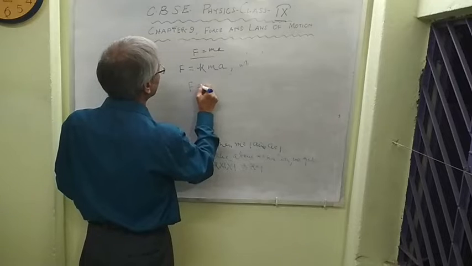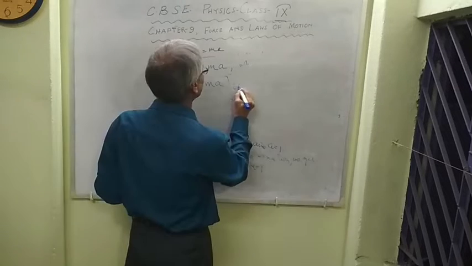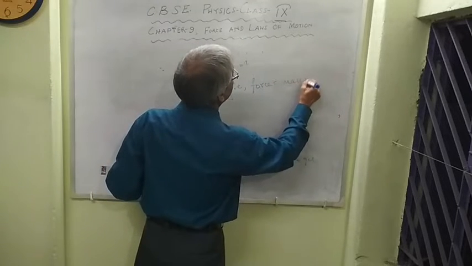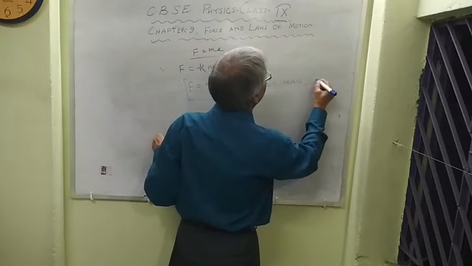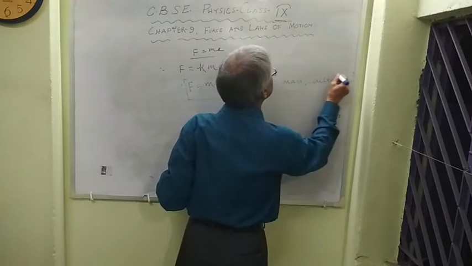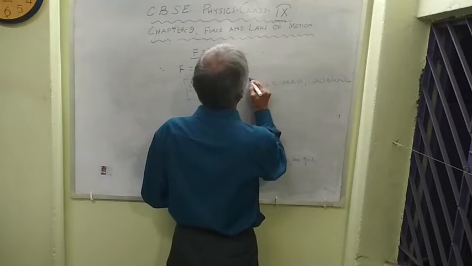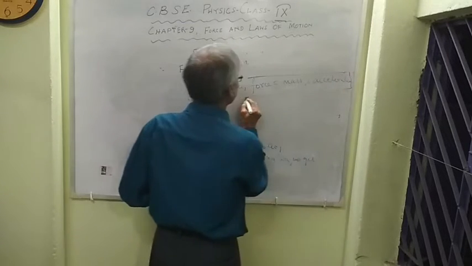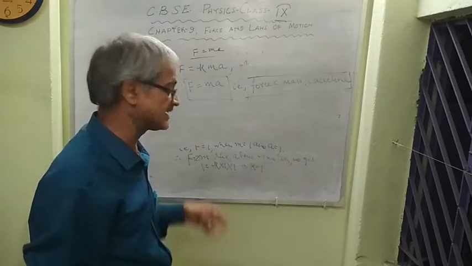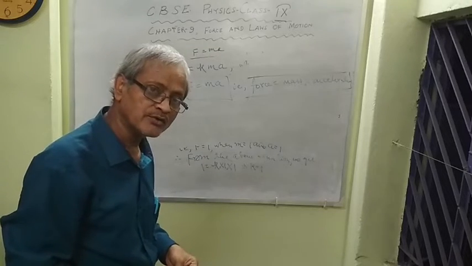Therefore, F equal to M into A. This is the very important equation: force equal to mass into acceleration. Remember this equation. It is a very important relation for solving various problems related with force, mass and acceleration. If any two of them are known, we get the unknown value.